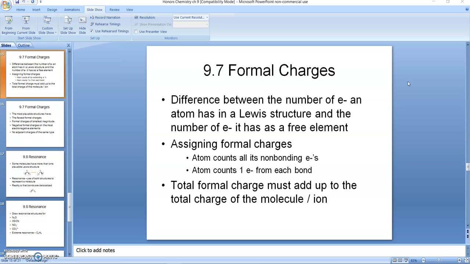Now, yesterday we looked at resonance, when you can write 2 or more structures for the same compound or substance and they both are valid. Sometimes their structures are equivalent and it doesn't matter which one, they're both equally valid, but sometimes one is more valid than the others. How we can decide that is by looking at something we call formal charges.